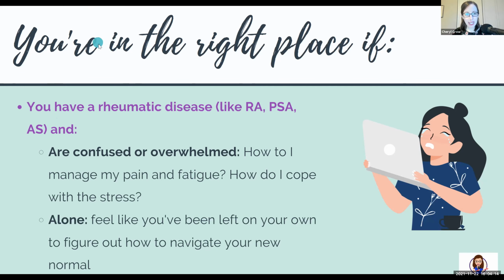So, you're in the right place if you have a rheumatic disease. There's always different names for these diseases. People call them rheumatic disease. They call them inflammatory arthritis. They call them autoimmune disease, autoinflammatory disease, or they'll just call them by the names: rheumatoid arthritis, psoriatic arthritis, ankylosing spondylitis.